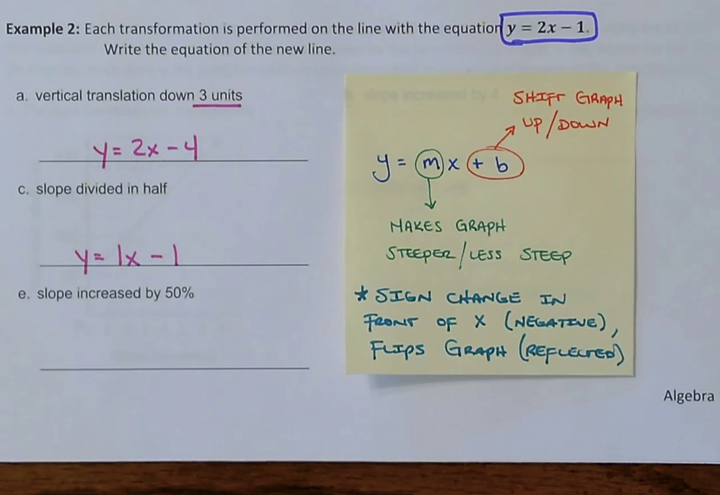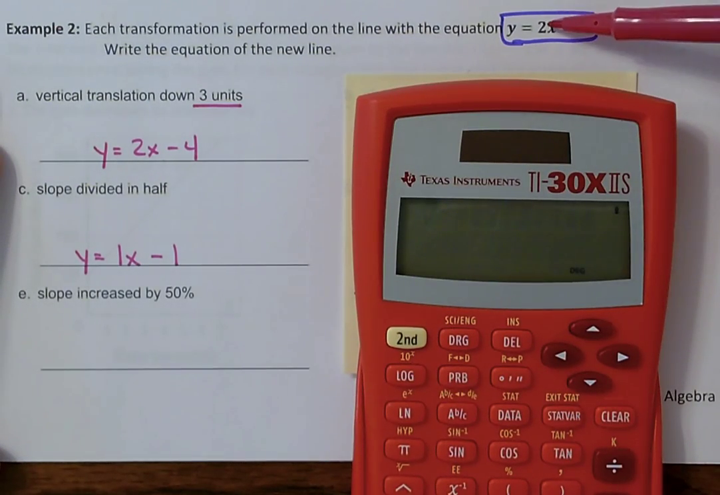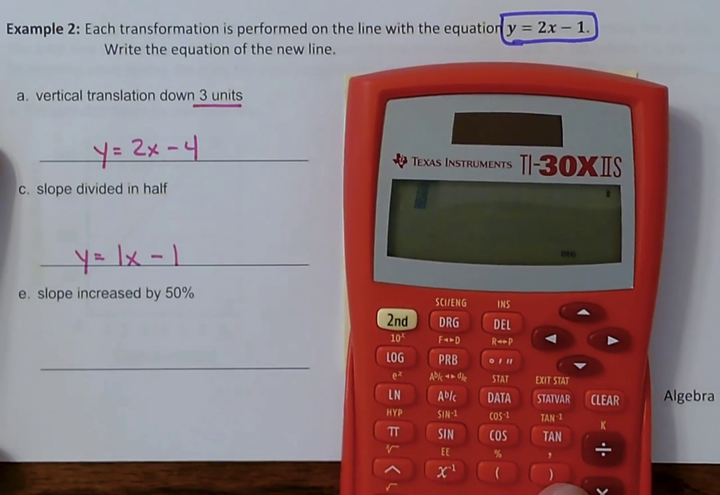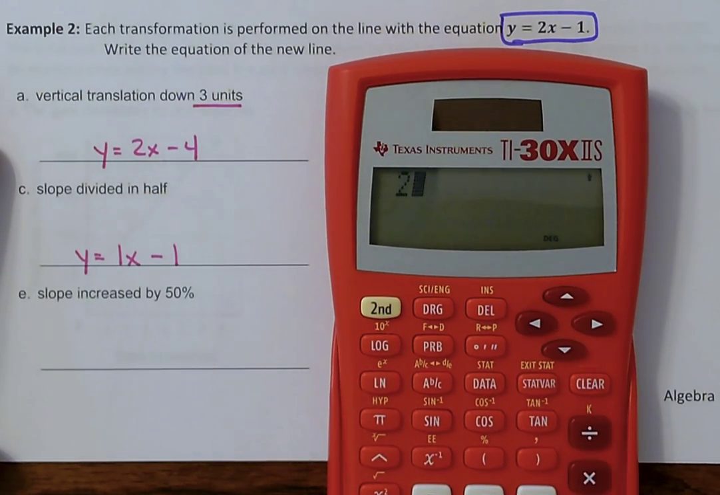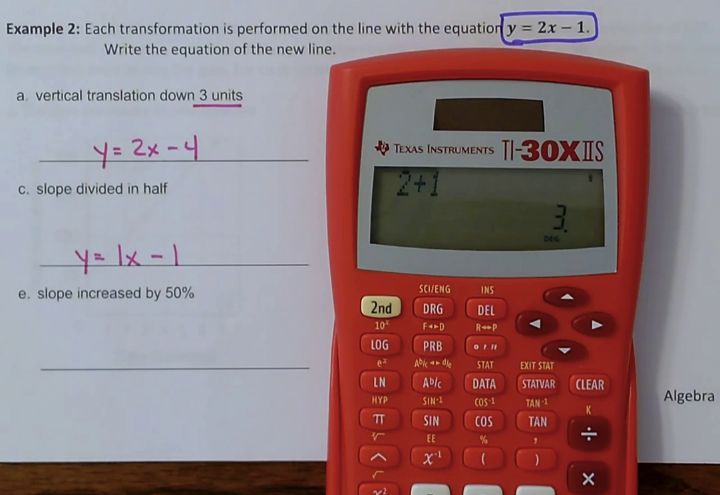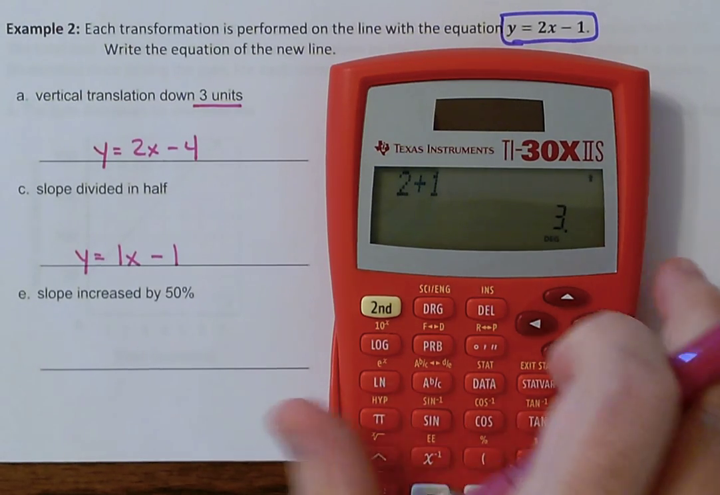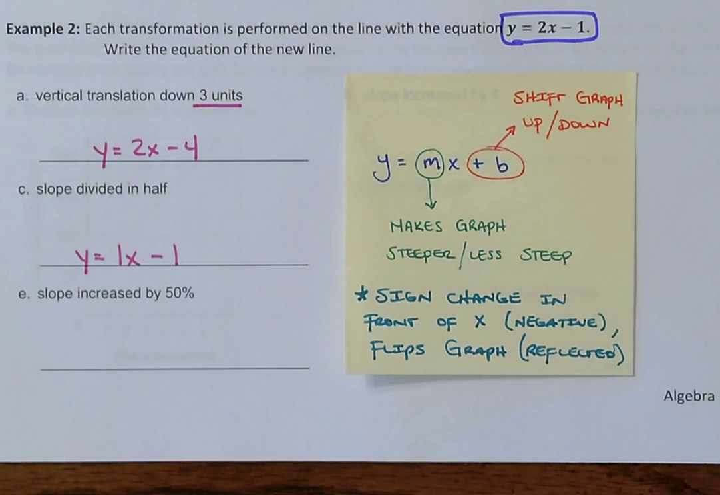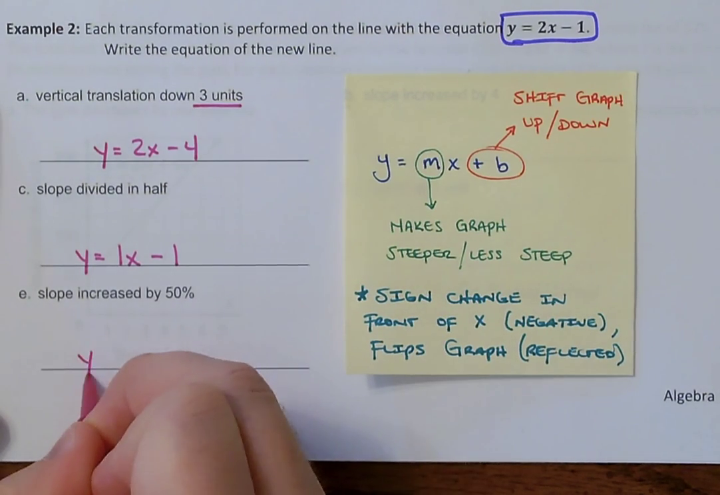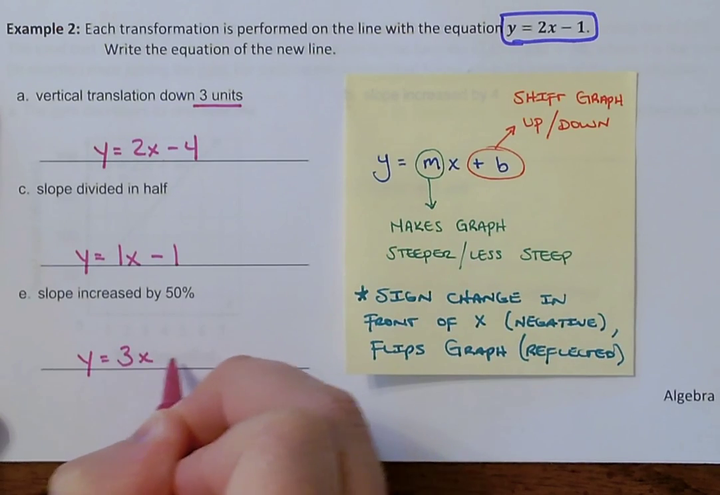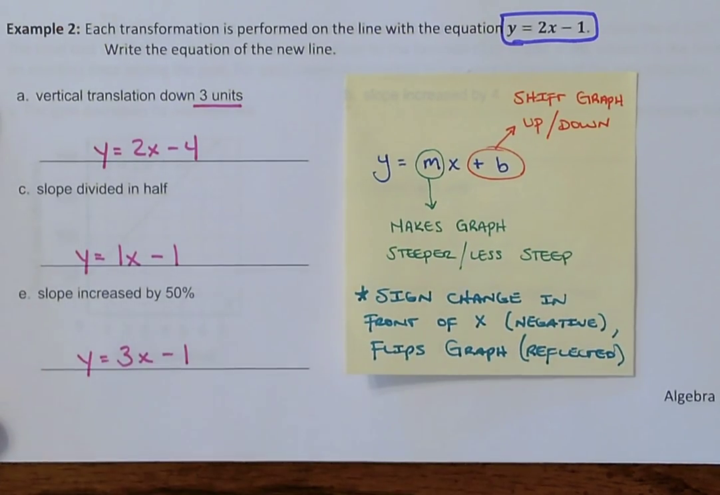So how you're going to do this, if you're ever asked to increase the slope by 50%, our slope in this case is 2. So we're going to take 50% of 2. So we're going to do 2 times 0.50, which gives me 1. So 50% of 2 is 1. So then we're going to do 2 plus 1, and that gives me 3. So that means my slope needs to change from 2 to 3. And that's the only thing that's going to change. So this becomes y equals 3x minus 1.